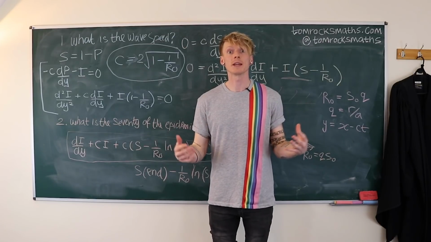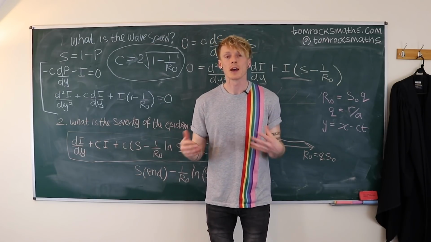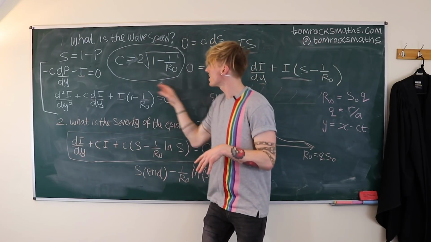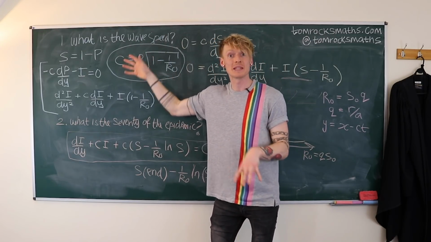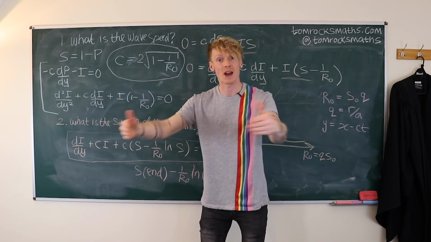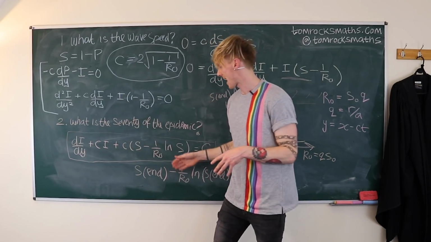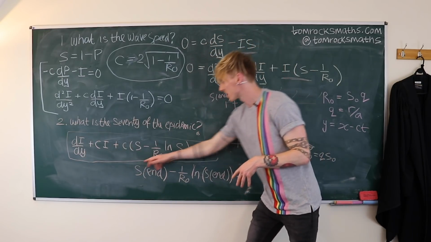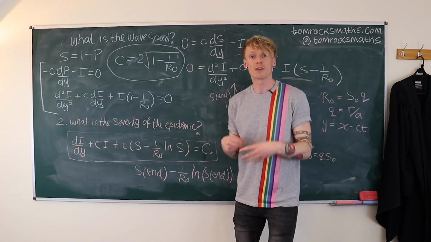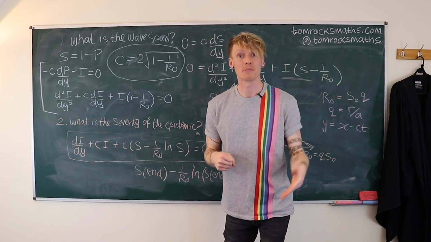So in summary, using our travelling wave model for the spread of a disease, we've been able to derive an equation for the wave speed, which remember is the speed at which the disease will spread through the population. And we've also been able to get this equation at the bottom, which determines the number of susceptible people left at the end of the outbreak.